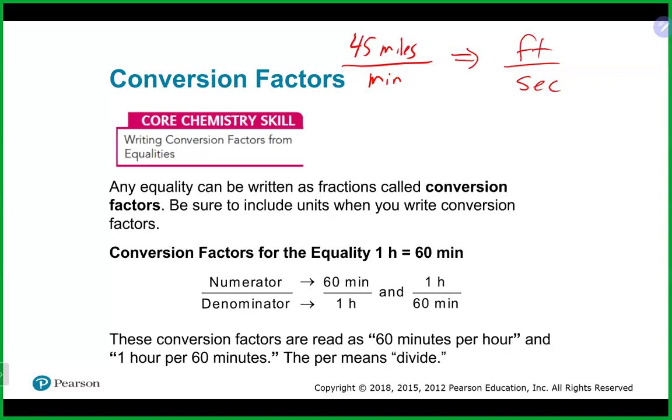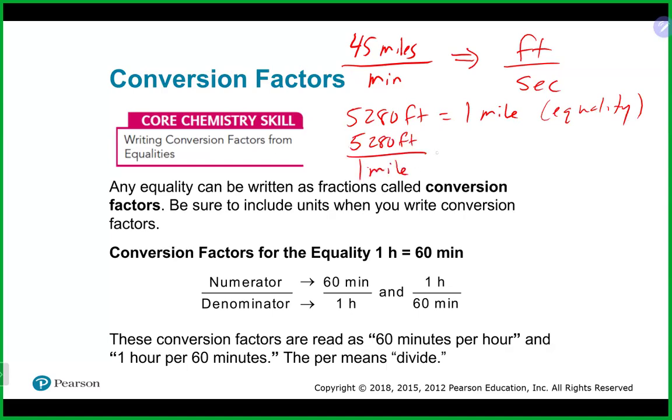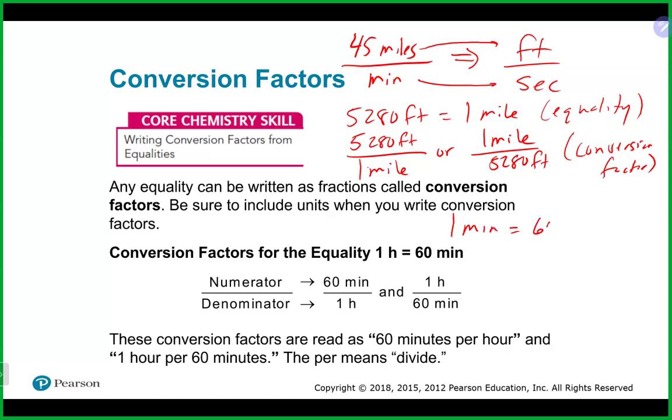So really we want some way to go from miles to feet, and maybe we know that there are 5,280 feet in a mile, and that is our equality. From that equality, we obviously can have 2 conversion factors, one that looks like this, or the other one, which is just the fraction reversed. Now, in addition to converting our miles to feet, we also have to get from minutes to seconds, which hopefully we know that in 1 minute there is 60 seconds. So that is our equality there, and that also will give us a couple of conversion factors that we could use.